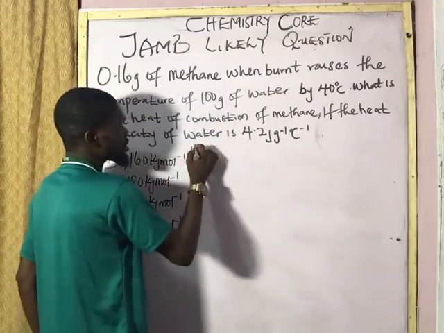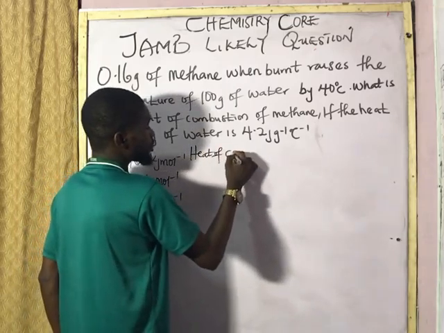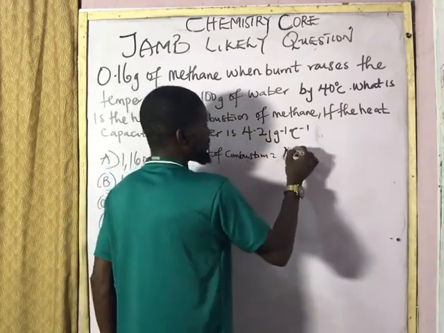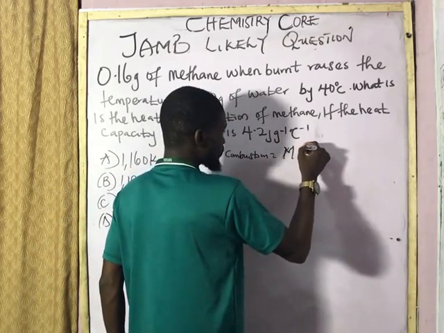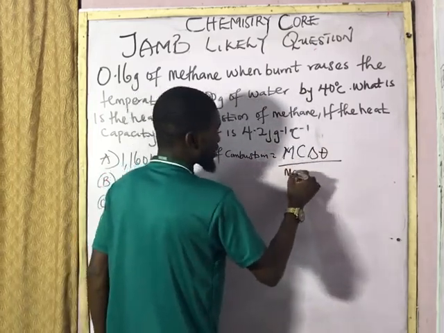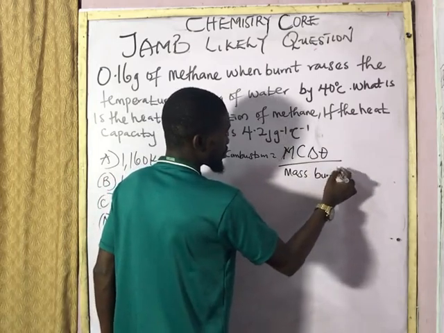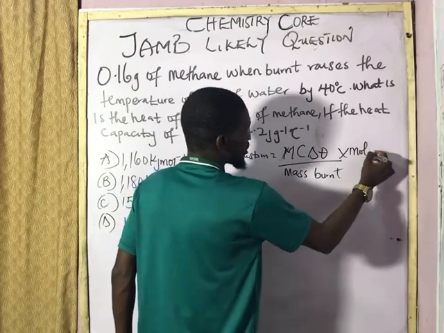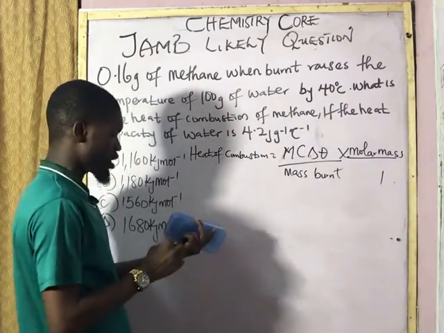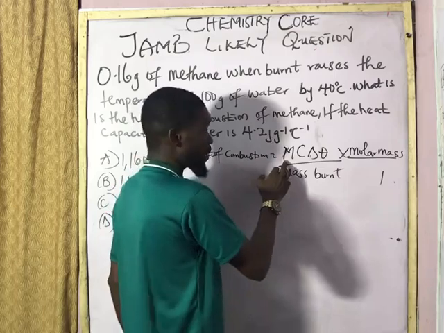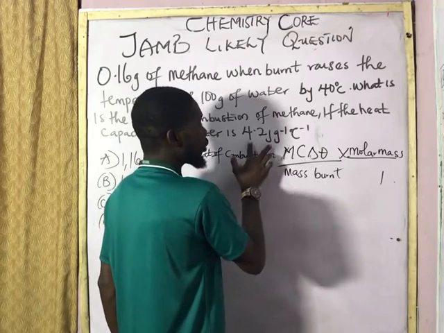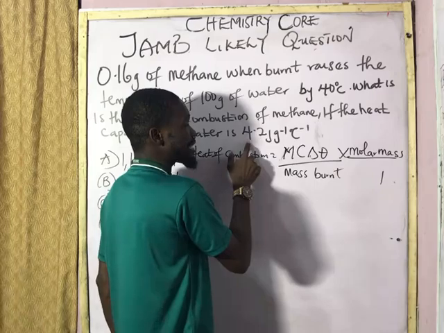So we said we have heat of combustion equal to the mass of water, then the mass of water over mass burnt, multiplied by molar mass. Looking at what you have at the numerator here, the M stands for mass of water, while this C is the specific heat capacity of water, which I made mention earlier is a constant.